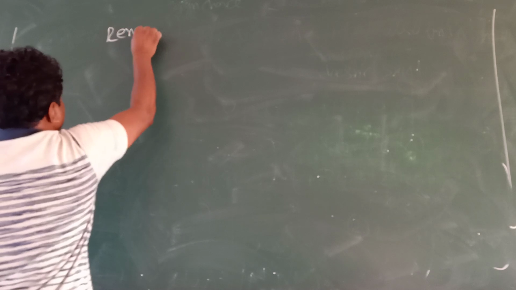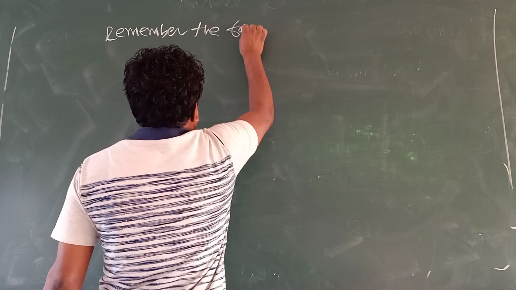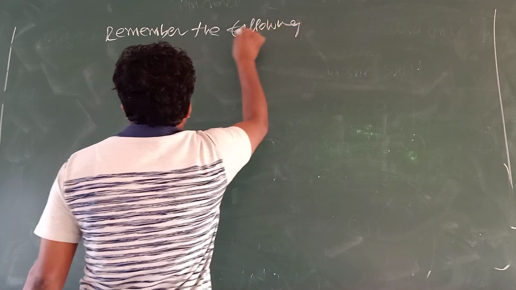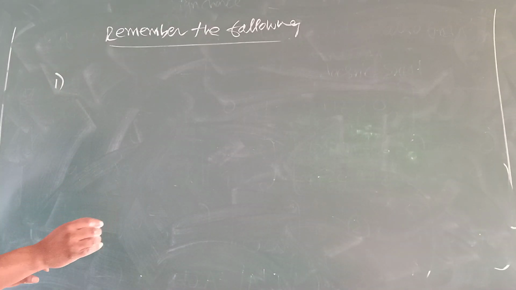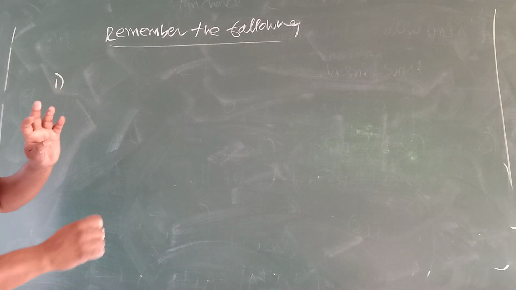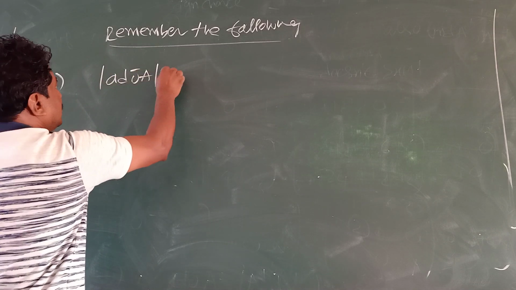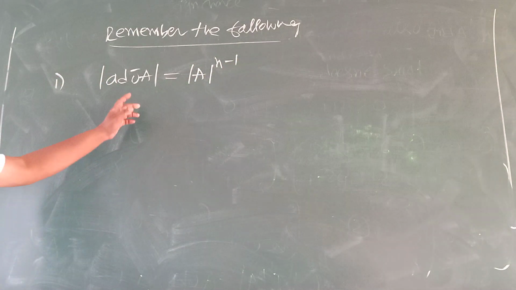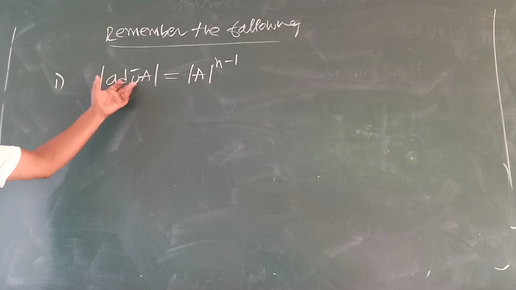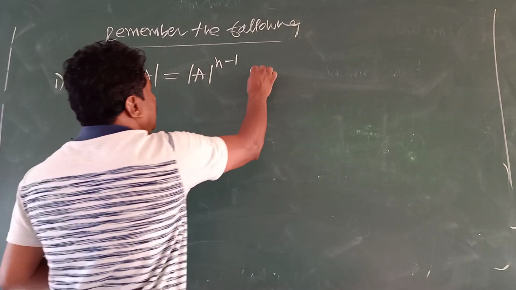So remember the following points. First point, learn this by heart. They are going to set one more question on this one. Determinant of adjoint A is equal to det A whole power n minus 1. Learn this by heart, because they are going to ask questions on this.